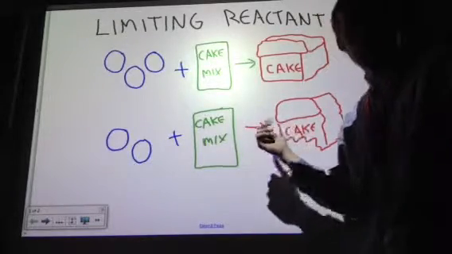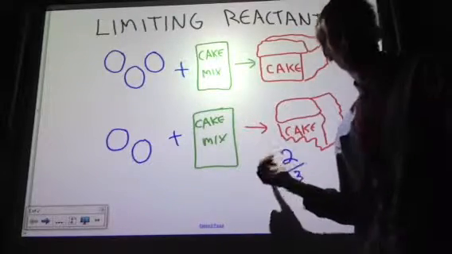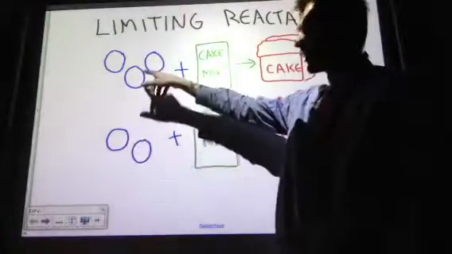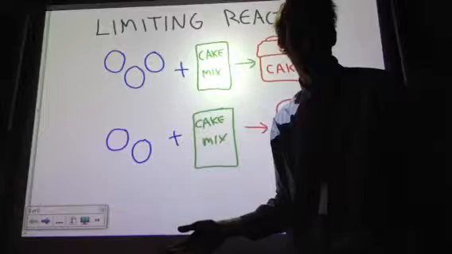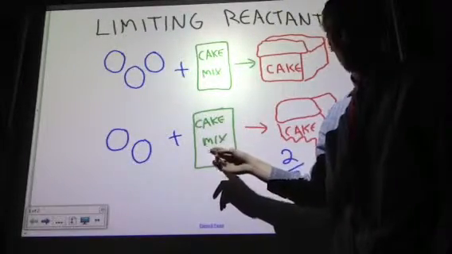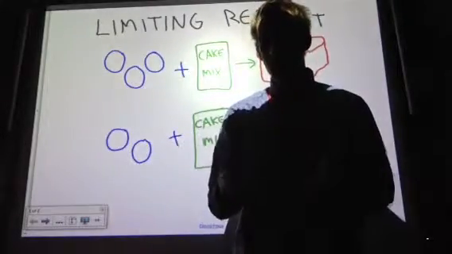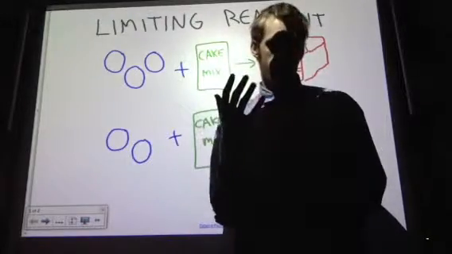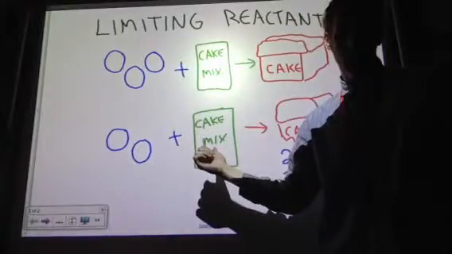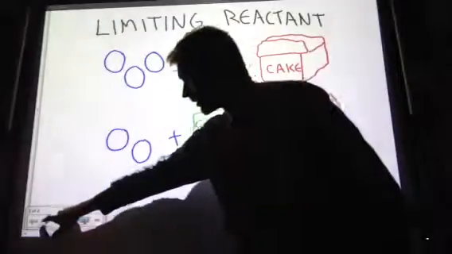How many cakes can I make with 2 eggs and a box of cake mix? I can make 2/3 of a cake, right? Because I only have 2/3 of the eggs that I need. I have enough of this, the cake mix, but I don't have enough eggs. So basically, a limiting reactant is the thing that gets used up first. The eggs in this case get used up, and this doesn't. So that's limiting. Alright?